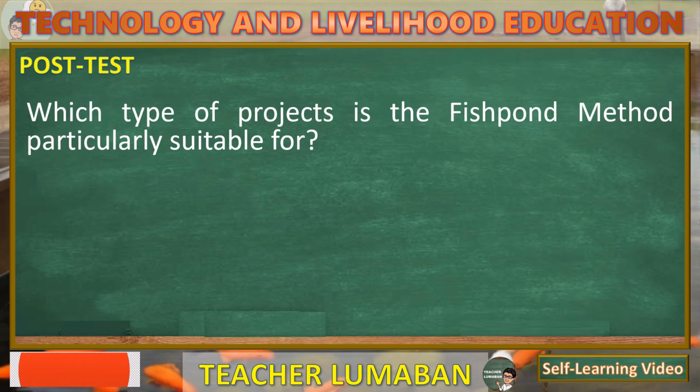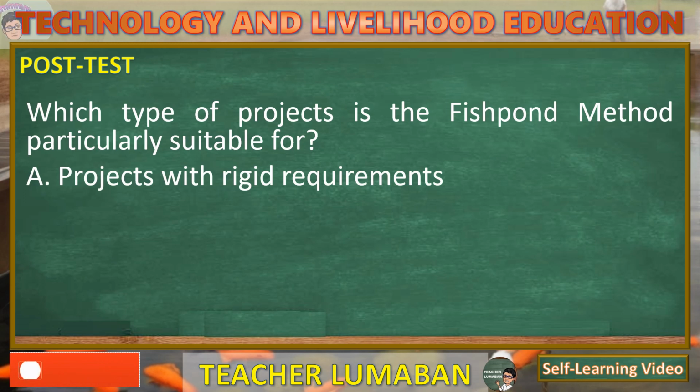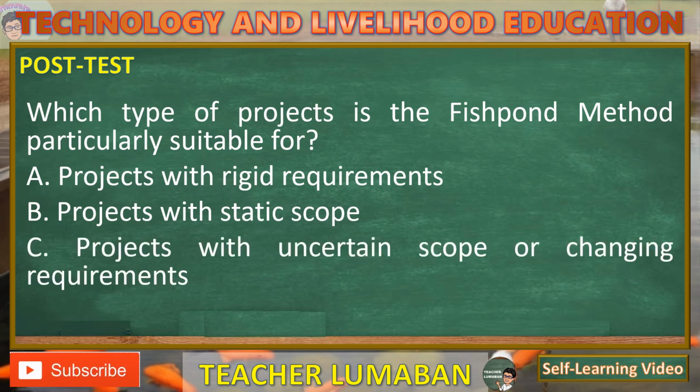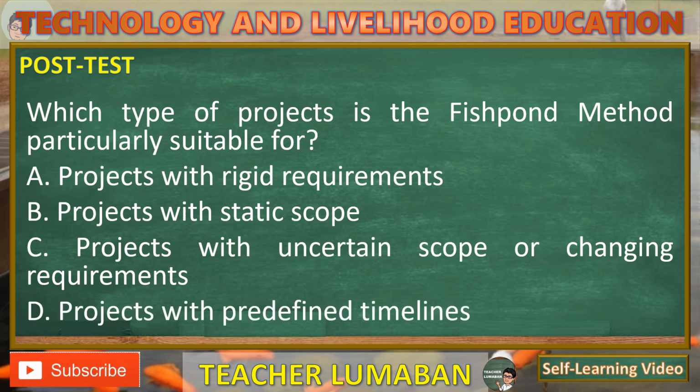Which type of projects is the Fishpond method particularly suitable for? A. Projects with rigid requirements. B. Projects with static scope. C. Projects with uncertain scope or changing requirements. D. Projects with predefined timelines.